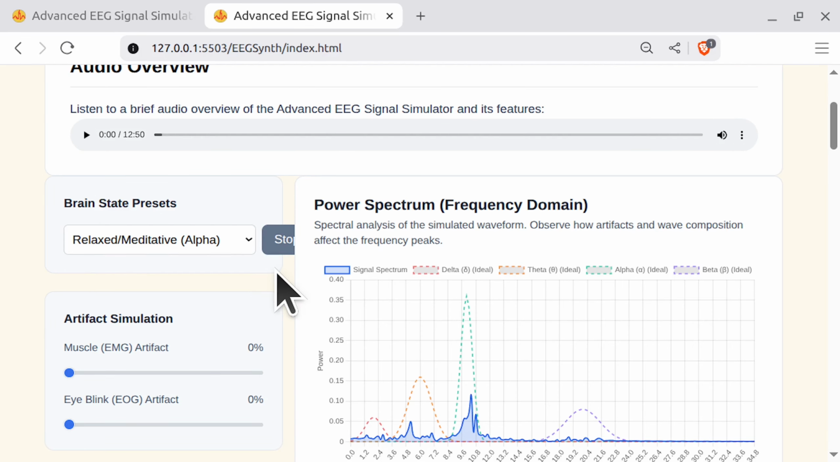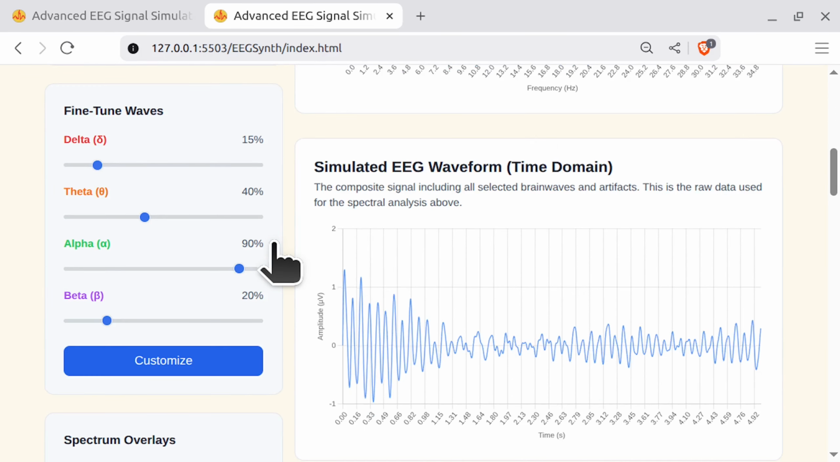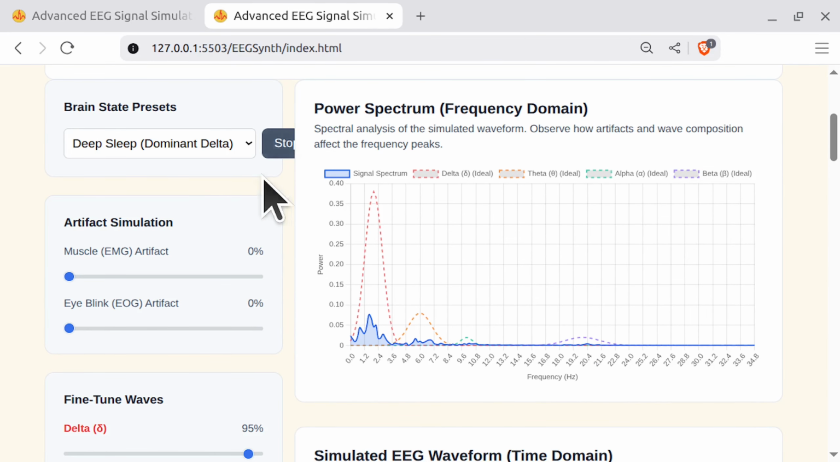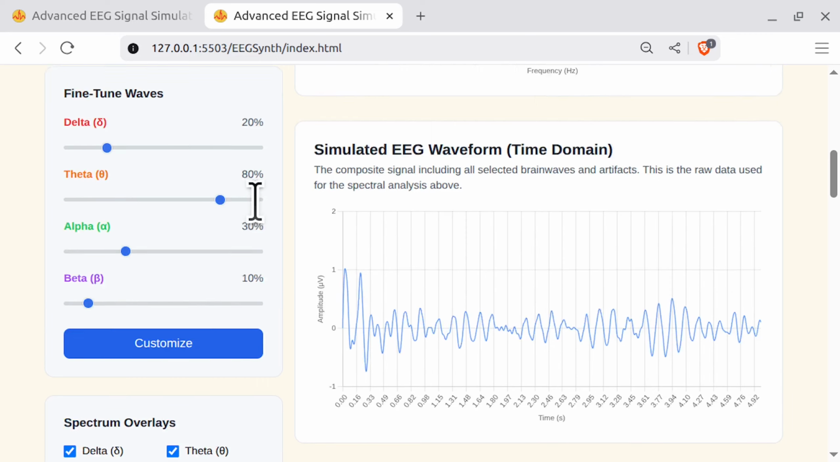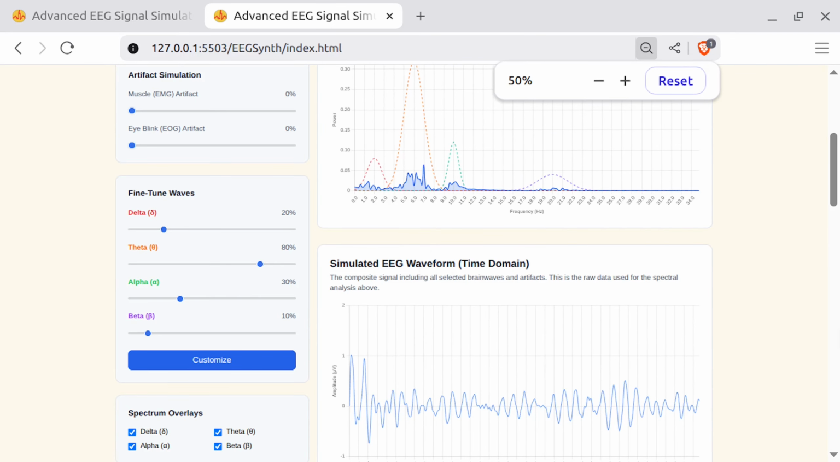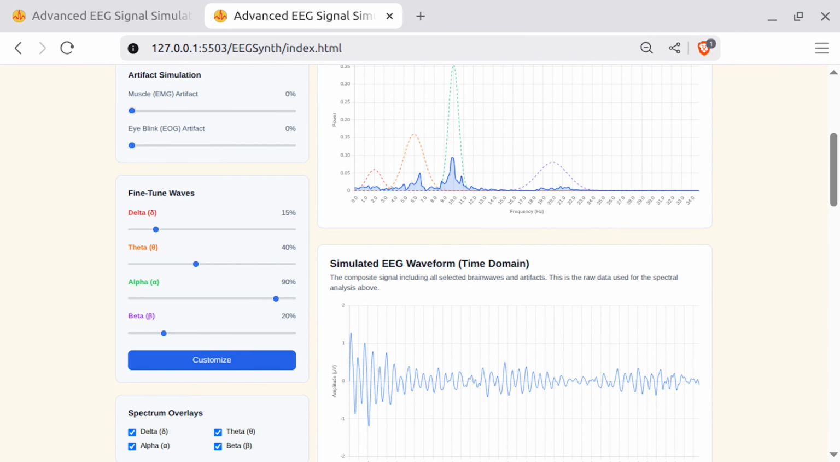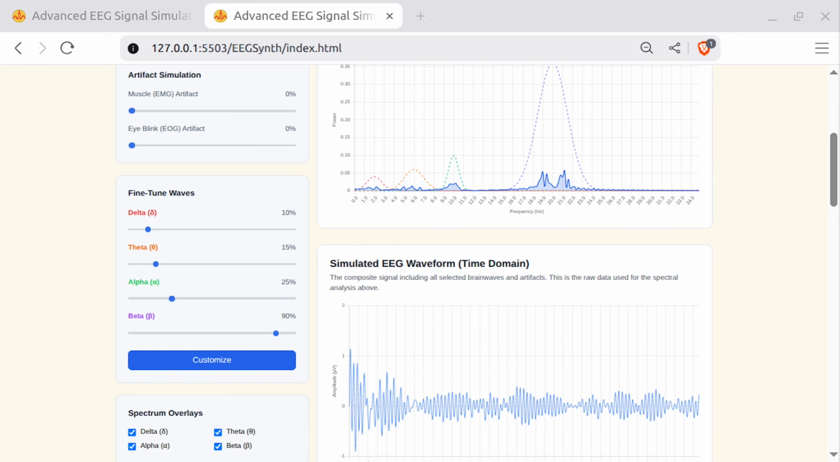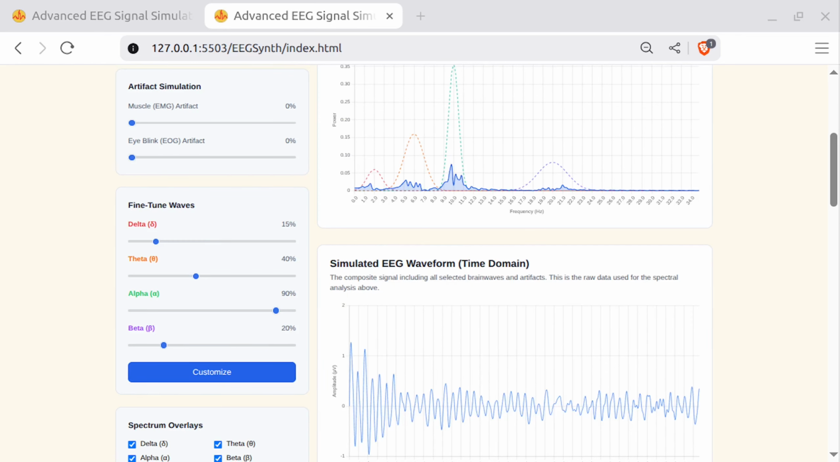I've added a demo mode that adds a Start Demo button next to the presets dropdown. When clicked, it cycles through a sequence that demonstrates different brain state presets: deep sleep, light sleep, relaxed, focused, EMG artifact effects by gradually increasing and decreasing muscle artifact, EOG artifact effects by gradually increasing and decreasing eye blink artifact.